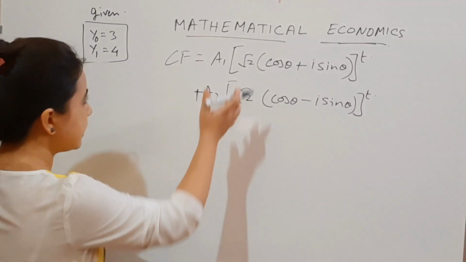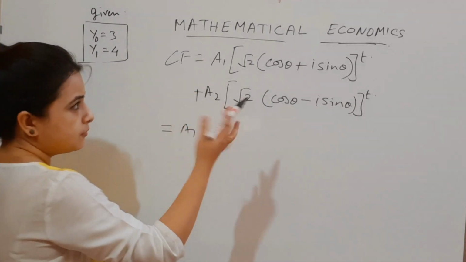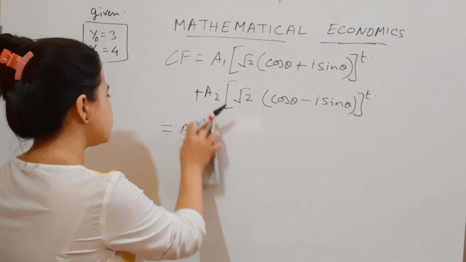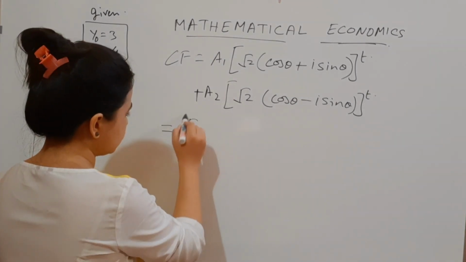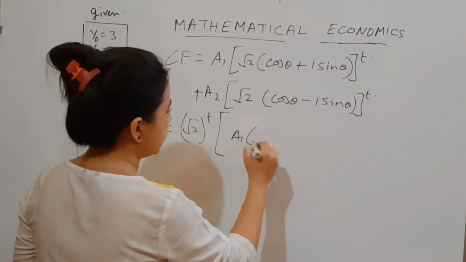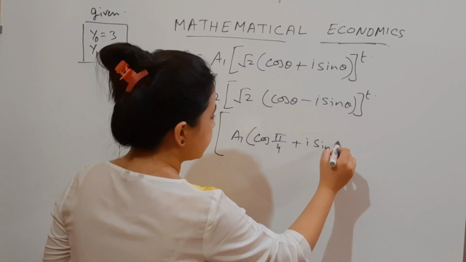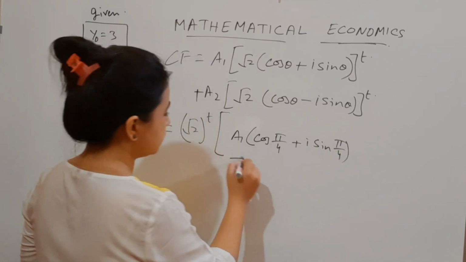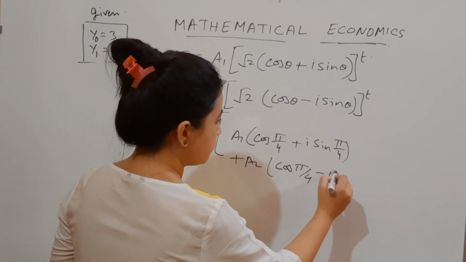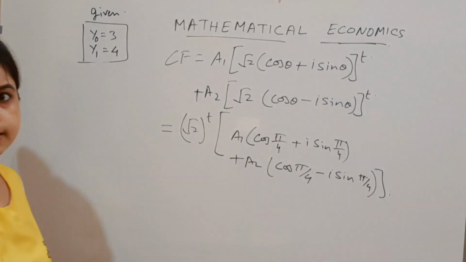Let's solve it. If I put the values right over here, then I have A1. Before that, I can take one thing common, no? Root 2 to the power t, I can take common from both the terms. So let's do that, and then we will move further. Okay, so root 2 to the power t, this thing is common, gone. Next A1 multiplied by cos pi by 4 plus i sin pi by 4, and the second part, that is A2 multiplied by cos pi by 4 minus i sin pi by 4. This is the part we are left with, isn't it?